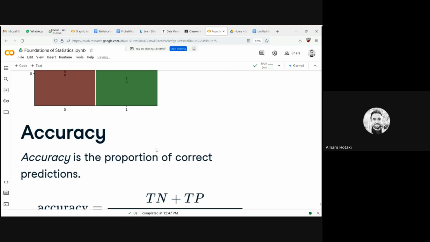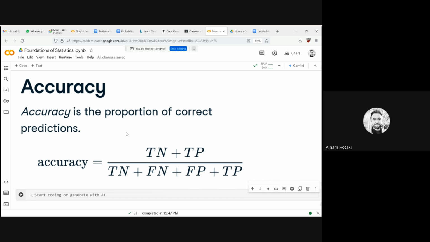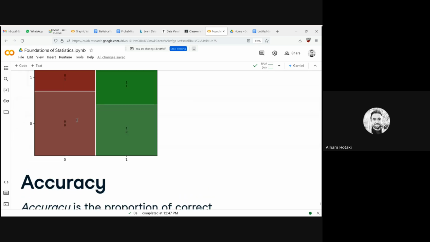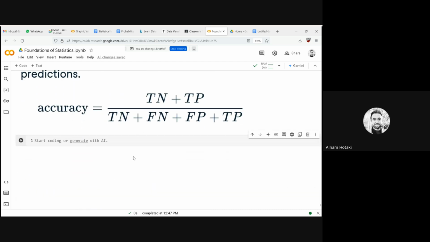Now, from the confusion matrix, you can define the accuracy of a model. Accuracy of a model is very, very simple. It is true negatives plus true positives, divided by true negatives plus false negatives plus false positives plus true positives. So this true one plus this true one, divided by the sum of all the others. This is called the accuracy of our model, and this accuracy is one of the major points in this model.